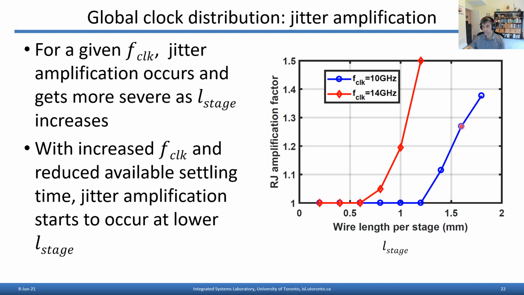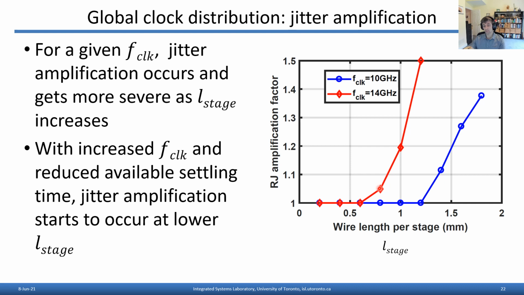Now, if we increase the clock frequency to 14 gigahertz, we see that the jitter amplification starts arising at shorter lengths of interconnect. And that makes sense because with the higher clock frequency, the half period is shorter, so the rise fall times of the clock have less time to settle before the next edge arises.